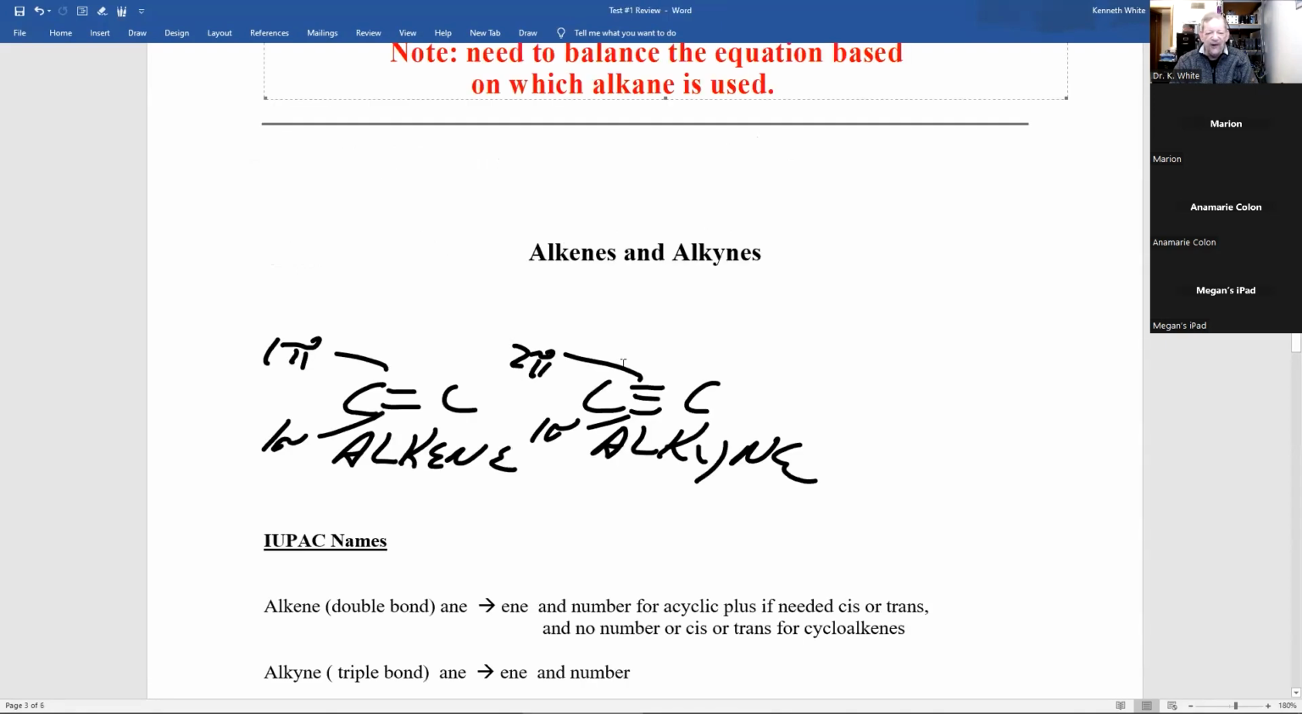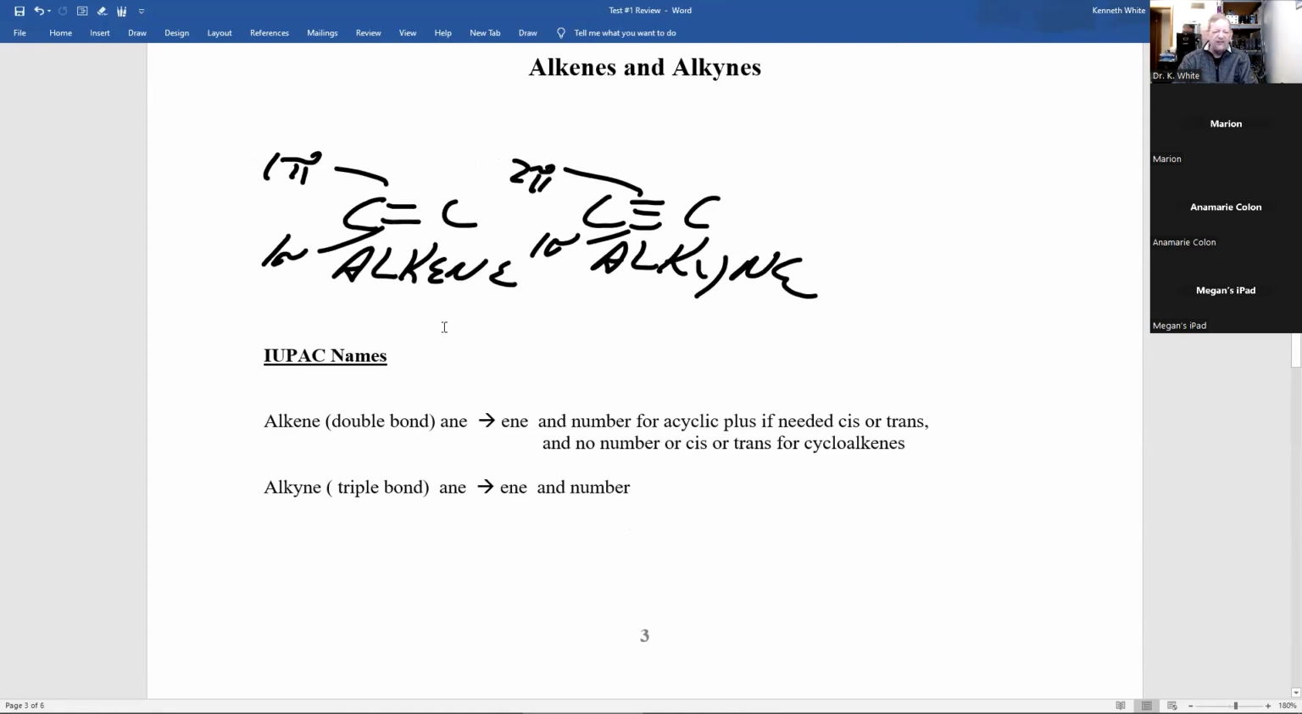Let's move on to alkenes and alkynes. Alkene is a double bond, 2 lines between a carbon. Alkyne is a triple bond. Now, you should know that a double bond has 1 pi bond and 1 sigma bond. You should also know a triple bond has 2 pi bonds and 1 sigma bond.